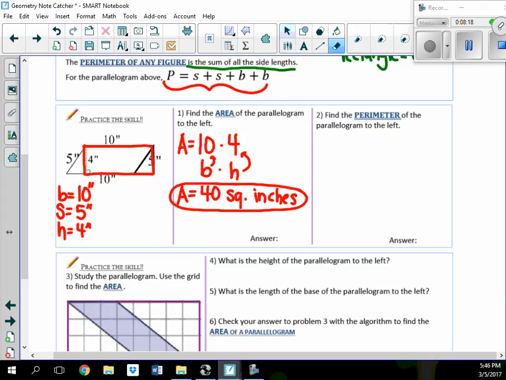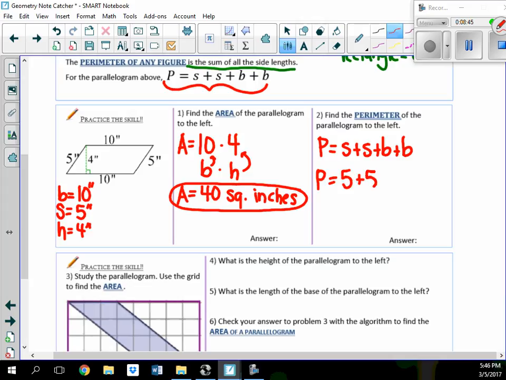All right, now we're going to find the perimeter. I'll erase this shape here so we can start fresh. And the perimeter equals side plus side plus base plus base. So in this case, we would have 5 plus 5 plus 10 plus 10. When we add that all together, our perimeter would be 30 inches.